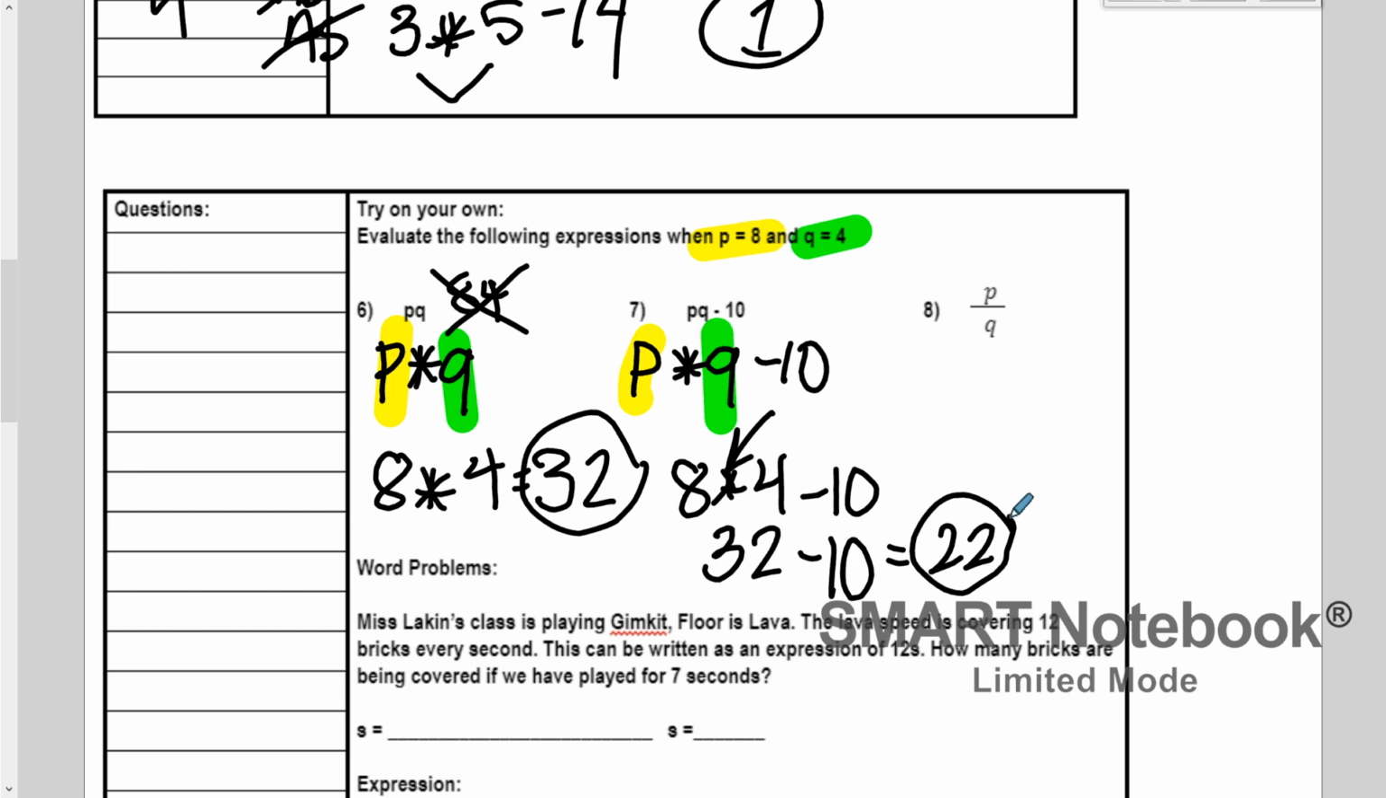All right. Number 8, remember a fraction bar means divide. So the first thing I would do is rewrite this as P divided by Q. Again, I'm going to highlight that for you so that we can use those colors to help you. You can always use highlighted colors. You can use different shapes if it helps you to kind of organize what number is which letter. So for my P is yellow, that's my 8. My Q is green, that is 4. So I would do 8 divided by 4, which is a 2. Okay, so that's just the math.